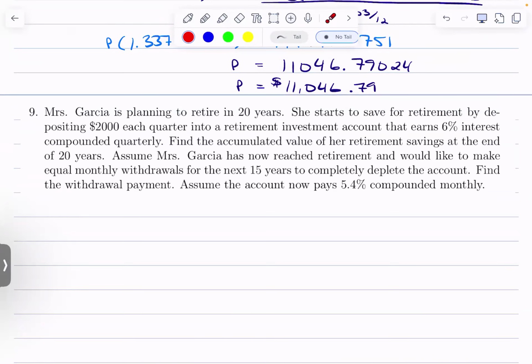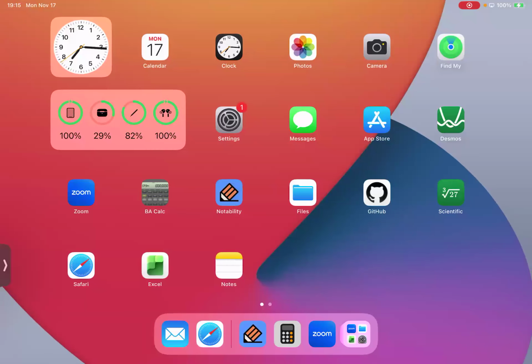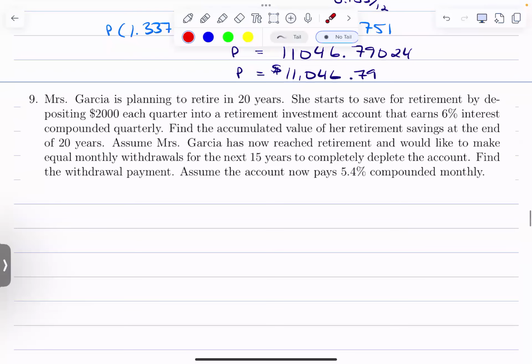Woof. This one's a biggie. Yikes. And I gotta check the time here. All right. We're doing all right. Until this one. Mrs. Garcia is planning to retire in 20 years. She starts to save for retirement by depositing $2,000 each quarter into a retirement investment account that earns 6% interest compounded quarterly. Find the accumulated value of her retirement savings at the end of 20 years.